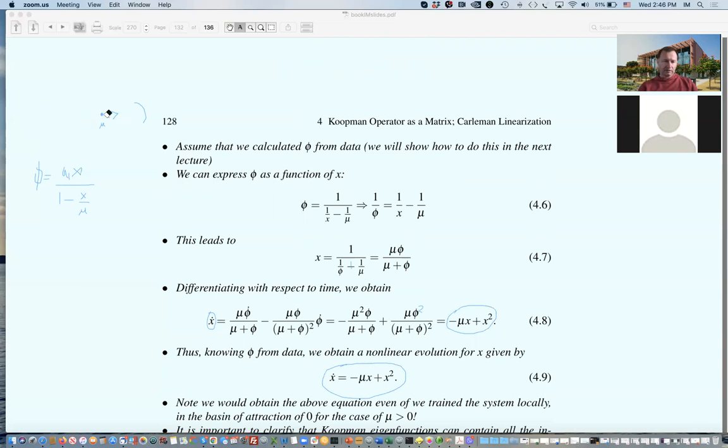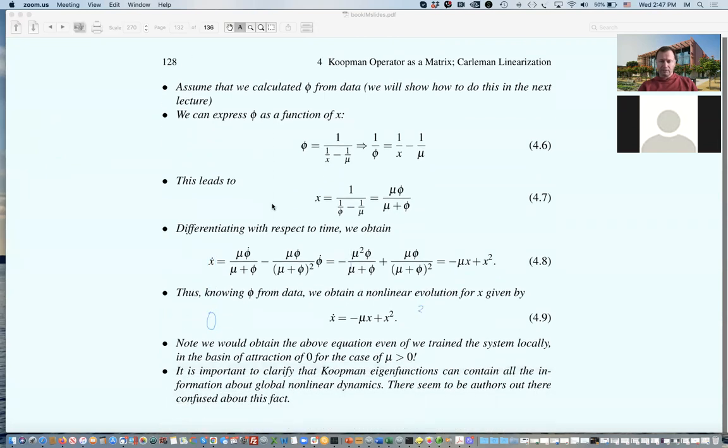So this is quite important to know. In fact, once you compute eigenfunctions from data, you could also get global nonlinear evolution equations, if you wish. Obviously, if you actually want to get this particular parametric representation in polynomial form, you could certainly do that.